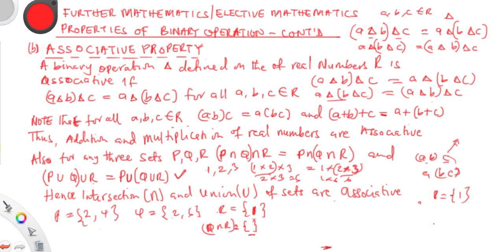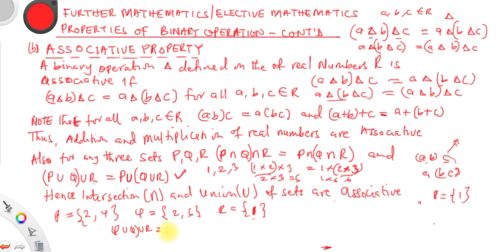So let's look at the union quickly, guys. So for union, we are saying that you are finding the union of the three, P union Q union R. You are finding the three at the same time. Somebody can find the first two first.